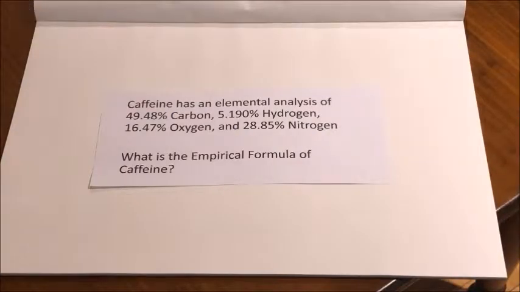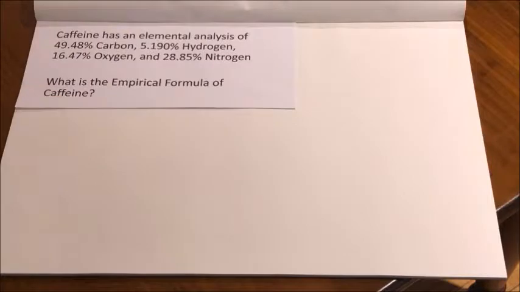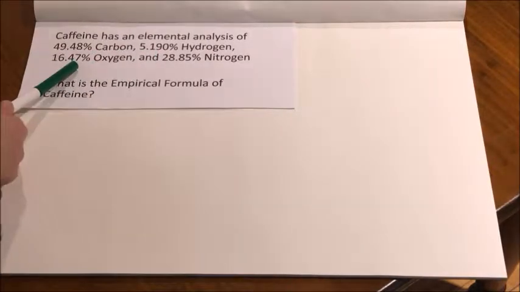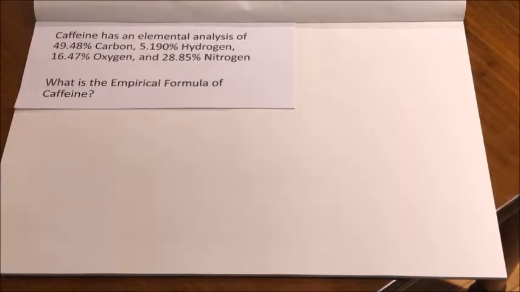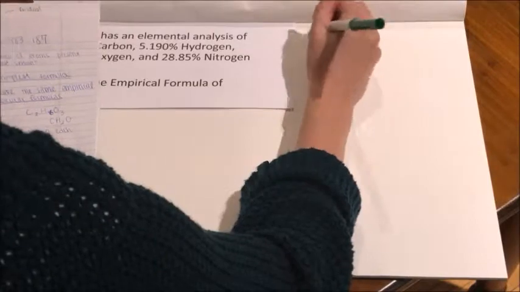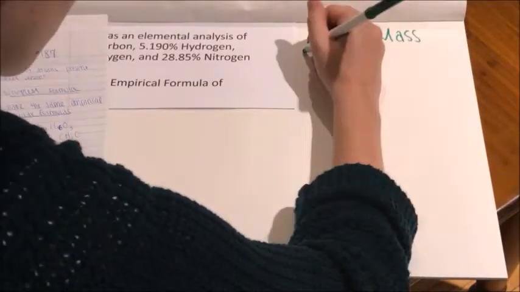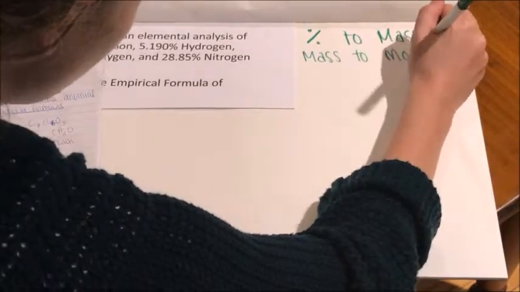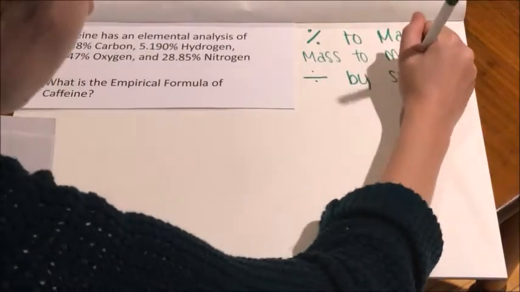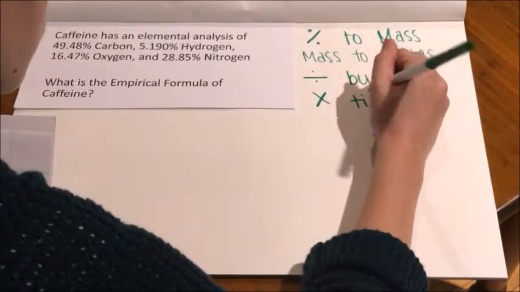Let's try an example problem. In this problem, caffeine has an elemental analysis of 49.48% carbon, 5.120% hydrogen, 16.47% oxygen, and 28.85% nitrogen. What is the empirical formula of caffeine? The rhyme to remember for solving for empirical formula is percent to mass, mass to moles, divide by small, multiply till whole.